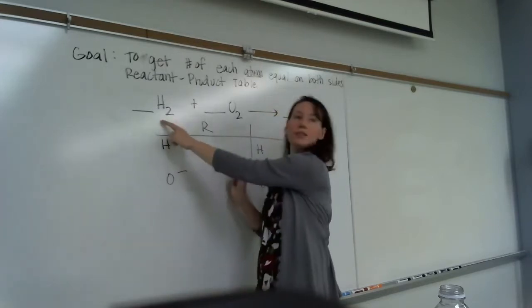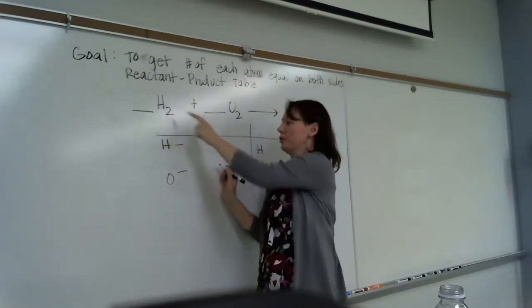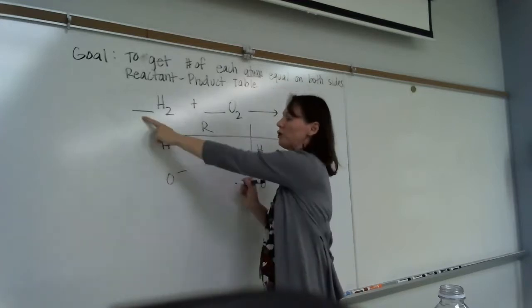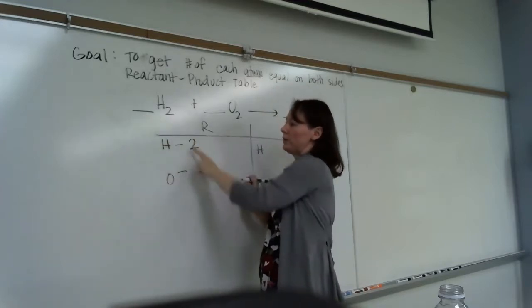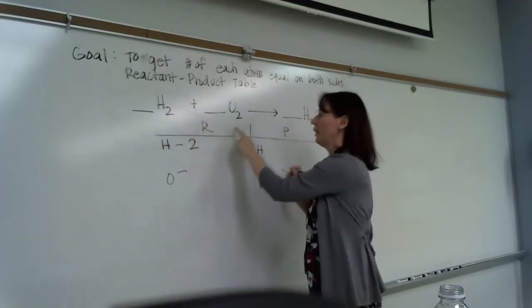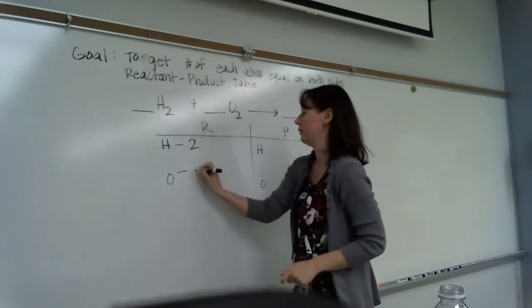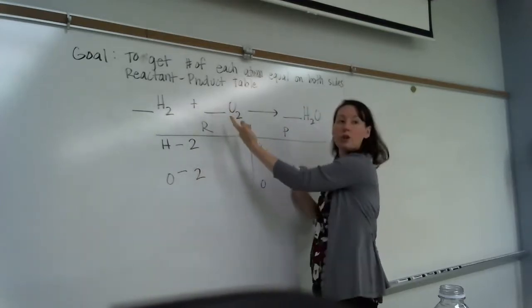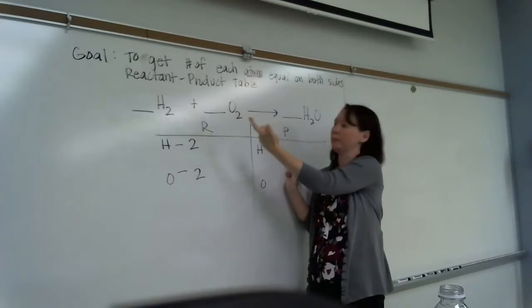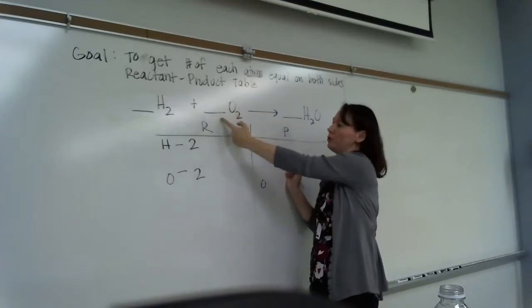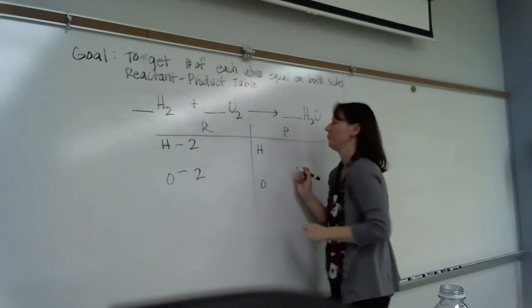There are 2 hydrogens on this side, right? Because the subscript is 2 and the coefficient is 1. 1 times 2 is 2, right? There are 2 oxygens on this side, right? Because if there's no coefficient, the coefficient is 1. Okay, so if there's no coefficient, the current coefficient is 1. 1 times 2 is 2.